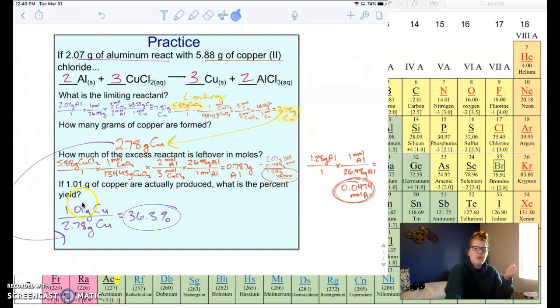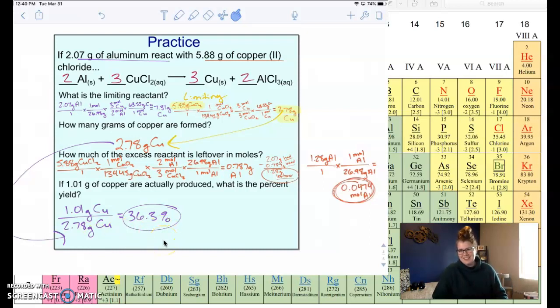Percent yield, take what you actually made, excuse me. So you actually made 1.01 grams in the experiment. The math says you should have made 2.78. So what you actually made divided by what you theoretically should have made. So 36.3%. That's not great.